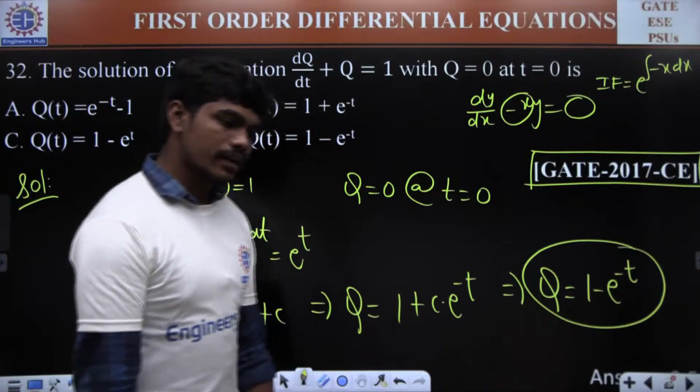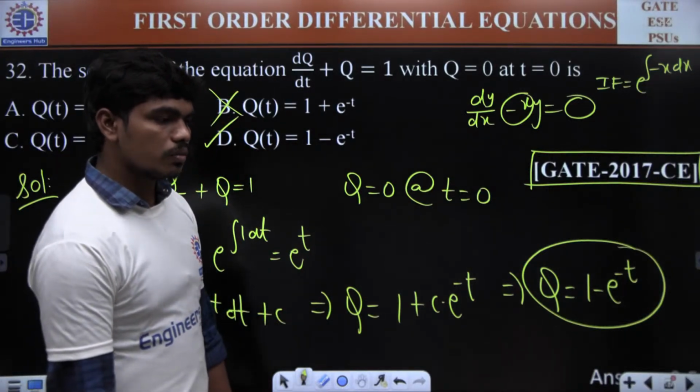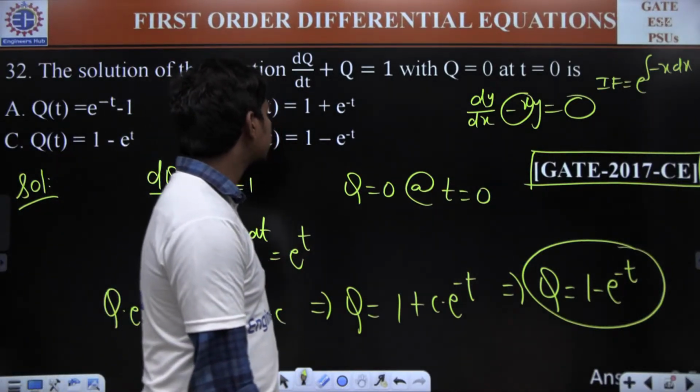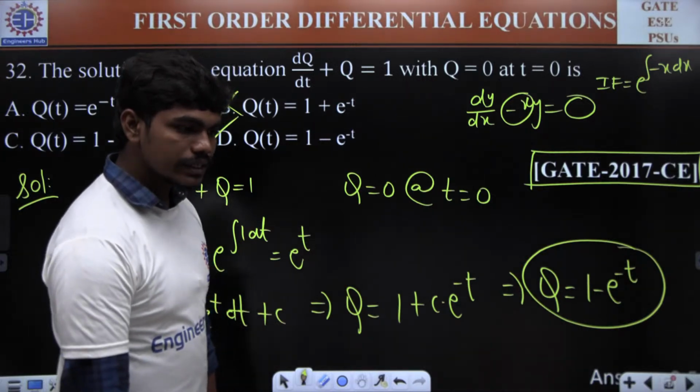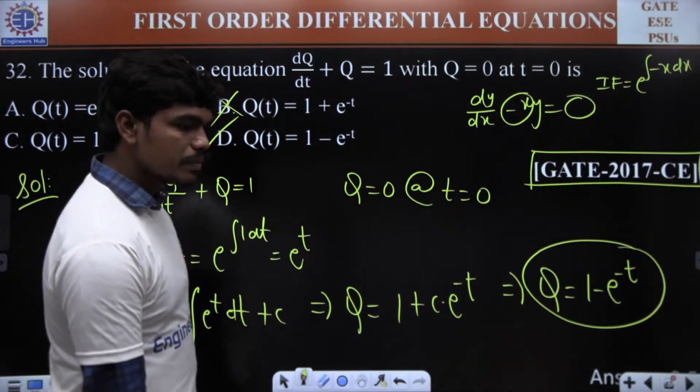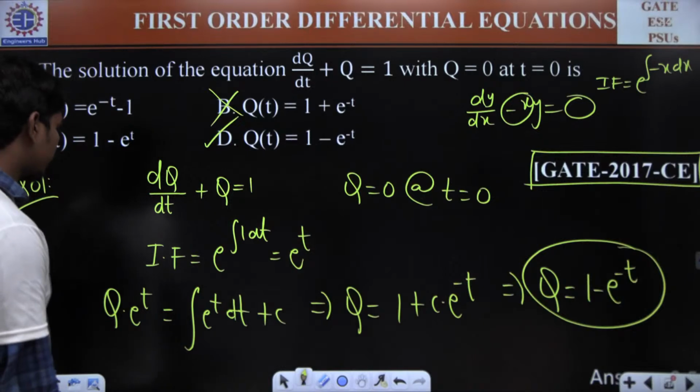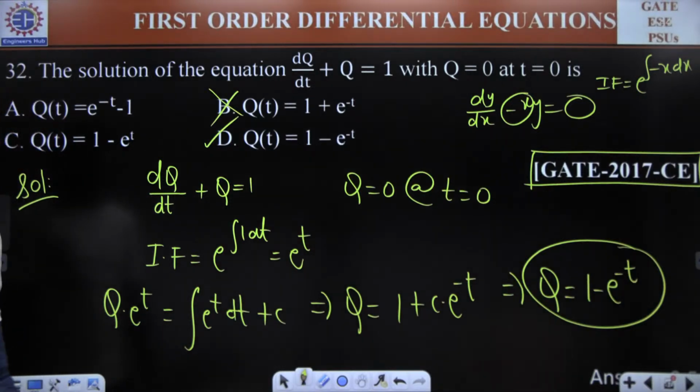So e power t comes in the equation. Why is it non-homogeneous? Sorry, I didn't understand your question. Where is this e power t? Shabin, I didn't understand. E power t comes in the equation where?